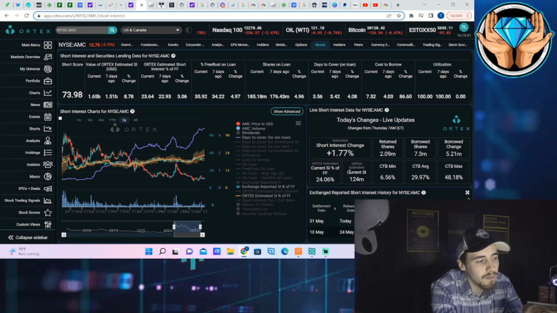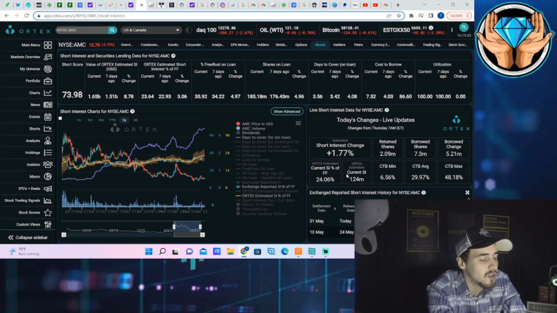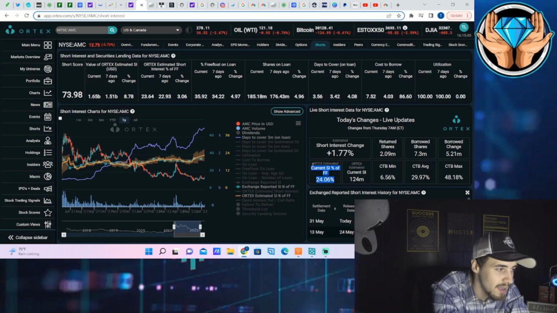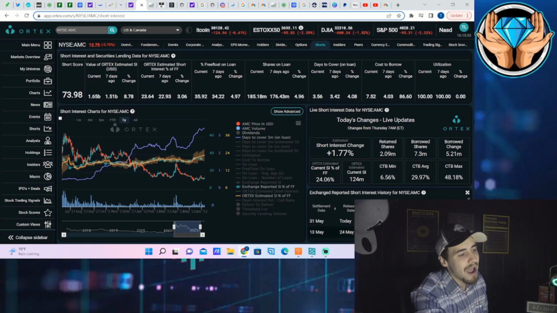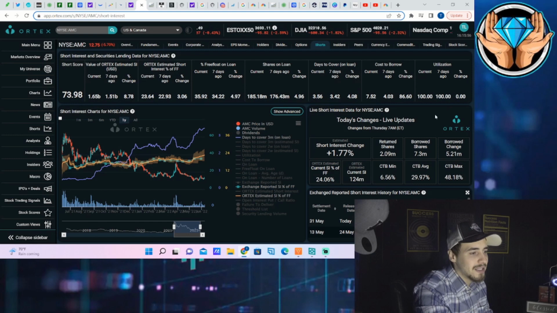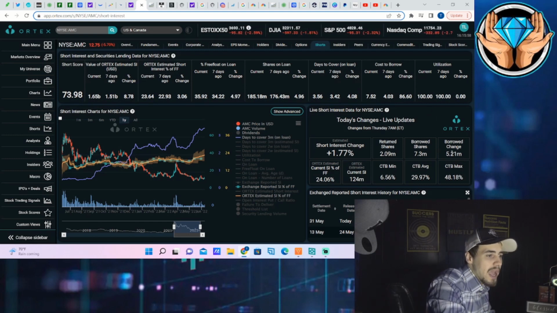But the short interest of free float for AMC stock coming in today is at 24.06%. That is heading up again here today. 124 million shares are now sold short. Cost to borrow minimum, 6.5%. Cost to borrow average, 30%. Cost to borrow max at 48.18%. And you're seeing about 5.21 million additional borrowed shares for the day.